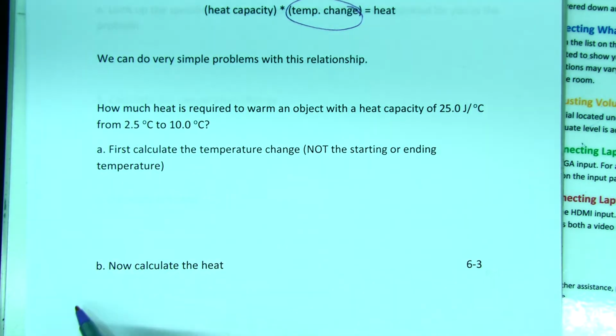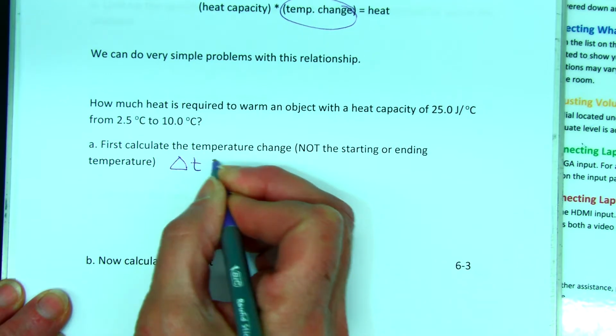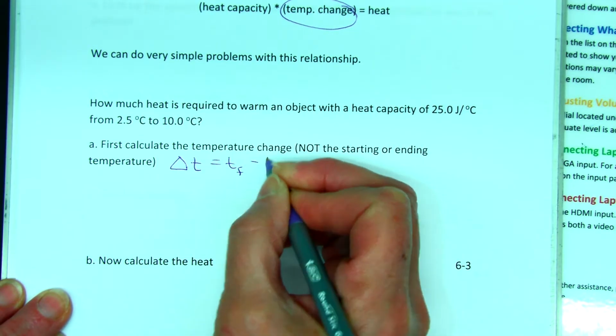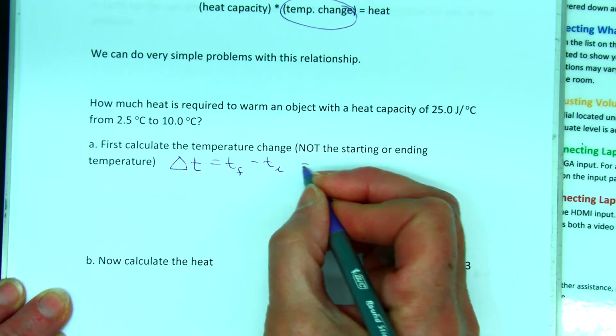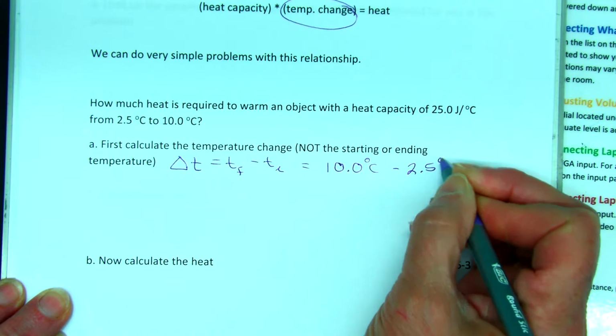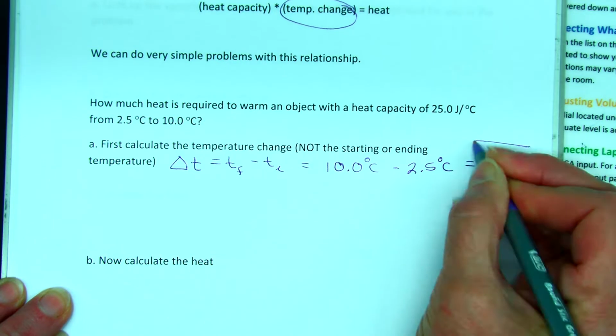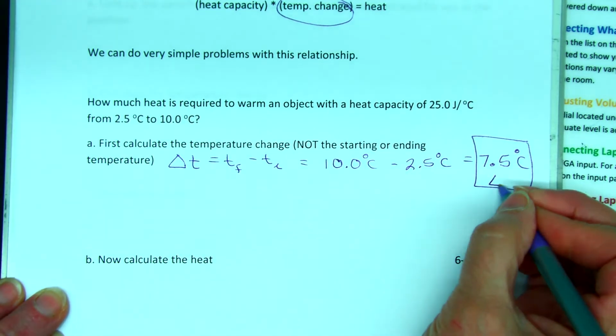How much heat is required to warm an object with a heat capacity of 25 joules per degree C from 2.5 degrees C to 10.0 degrees C? Well, the first thing that we do is we calculate the temperature change. And we know a temperature change, delta T, is T final minus T initial. So in this case, the final temperature is 10 degrees Celsius minus the 2.5 degrees starting temperature is a change in temperature of 7.5 degrees Celsius. That's my delta T.